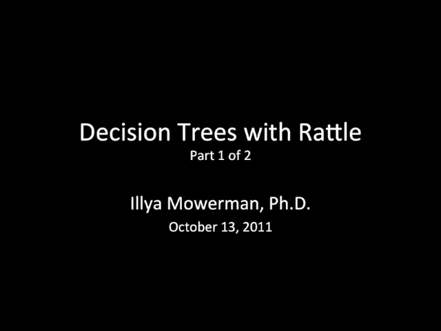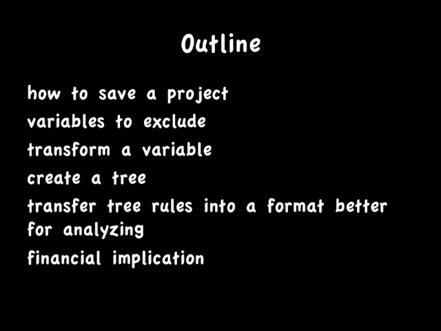This video is on decision trees with Rattle, part 1 of 2. Today we're going to see how to save a project and how to open up a project in Rattle. Just reviewing that: variables to exclude. We're going to transform a variable. We're going to create a tree, and we will then transfer the tree rules into a format better for analyzing, and we will be looking at the financial implication.